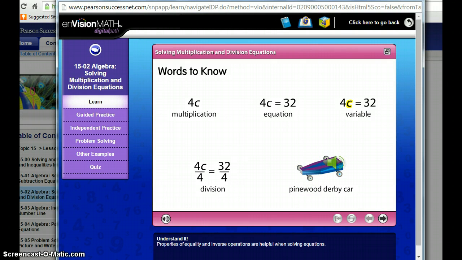Pinewood Derby car. First of all, for this division, do you see this says 4C equals 32, meaning 4 times C, some number, equals 32. And to solve, since that said times C, they're going to get C by itself. So that says 4 times C, so they're going to divide by 4 on each side. So they would get C by itself. C equals 32 divided by 4, which is 8.